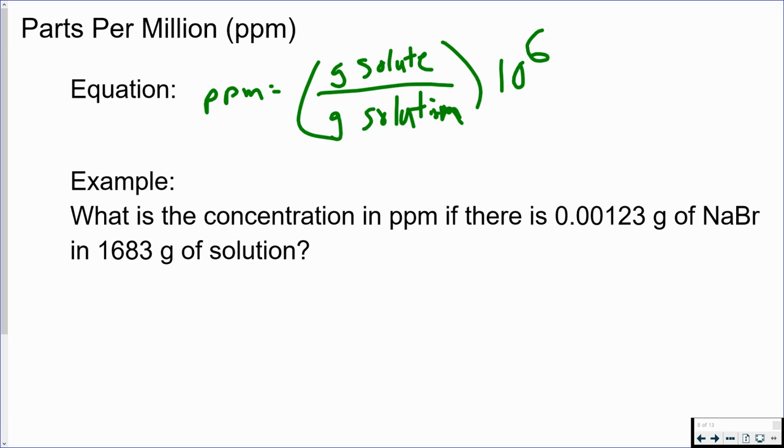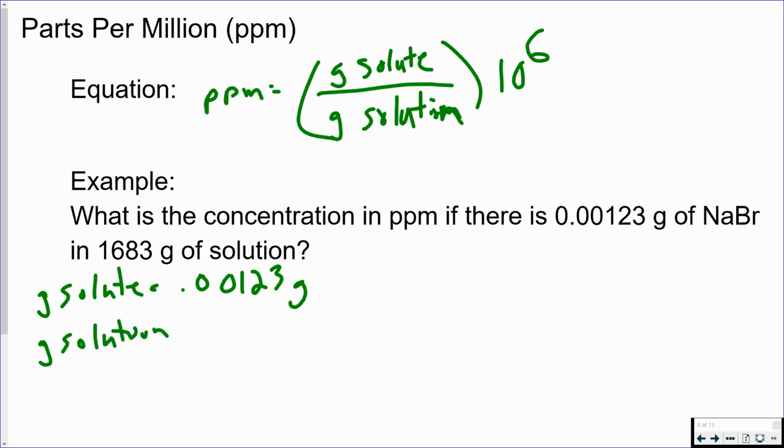So this is used for very low concentrations of things. We really use this in like drinking water and things like that, where you have a very minute amount of something in the large vast of the water. So we have grams of solute 0.00123. You have grams of solution, 1683.